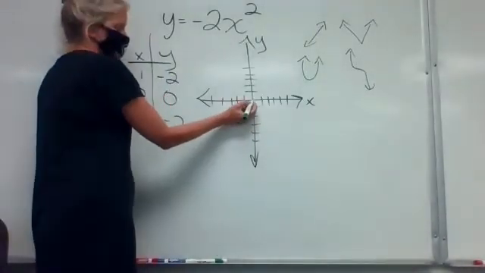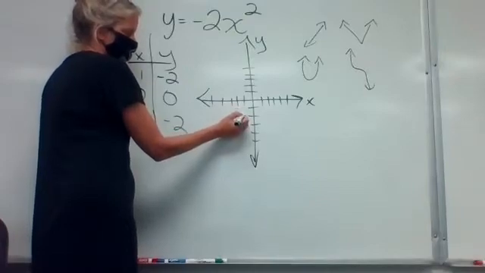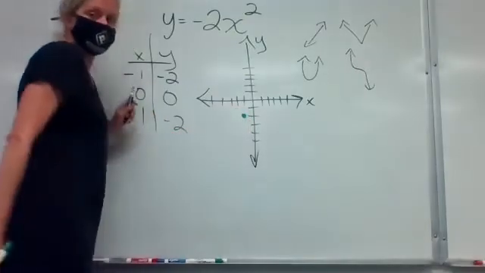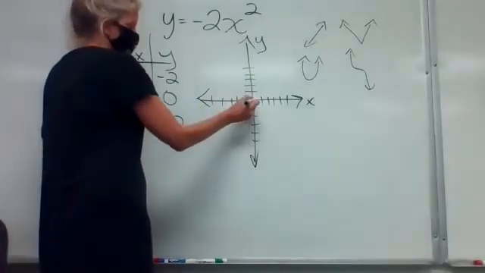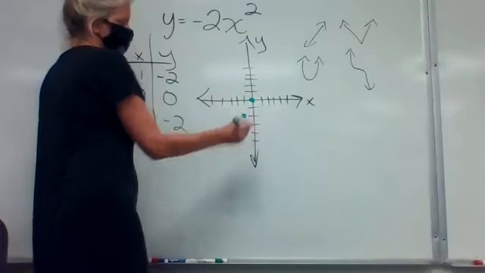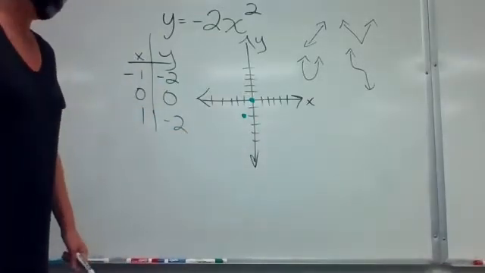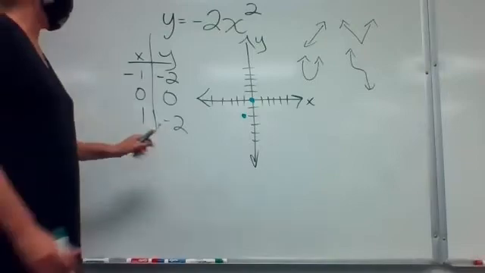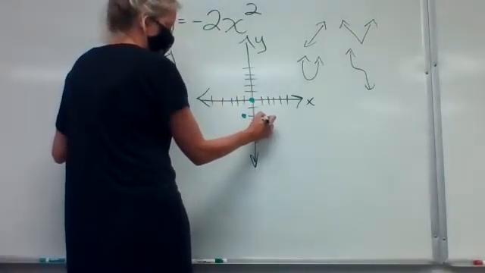-1, -2, which means to the left 1 and down 2. 0, 0. Anytime I see that as one of my choices, I'll always plot it because that's the easiest one to plot, right? You don't even have to go anywhere. It's right there in the origin. Then 1, -2, which is to the right 1 and down 2.